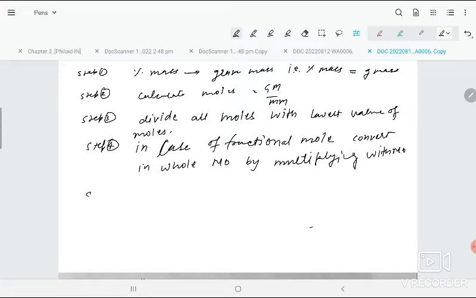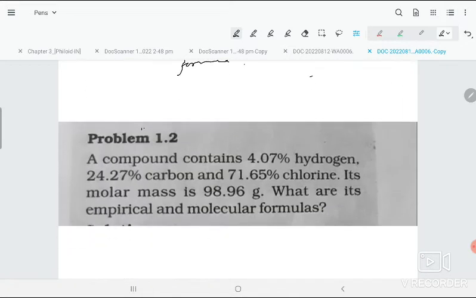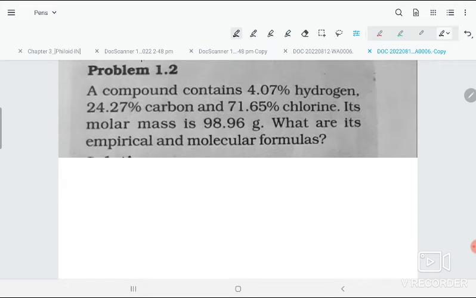Step number 5: use this whole number ratio, whatever whole number ratio you got in step number 4, to write the formula. Getting this one? Now we solve the problem, then you will be able to see.